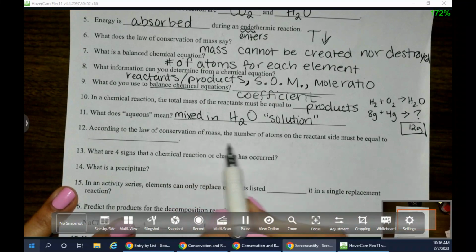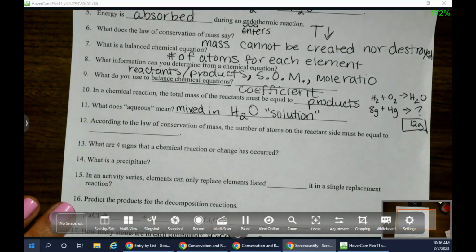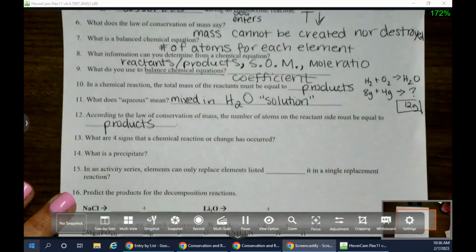All right, law of conservation of mass. The number of atoms on the reactant side must be equal to the products. Okay. Signs of a chemical reaction.